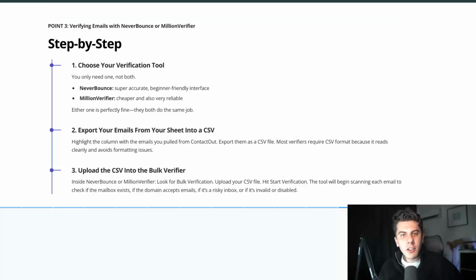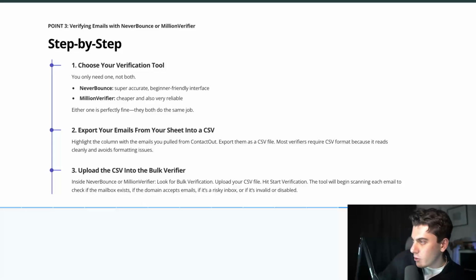Choose your verification tool. You only need one here, not both. Just pick one. NeverBounce is super accurate, with a beginner-friendly interface. Million Verifier is cheaper and also very reliable. Either one is perfectly fine. I've used both. They both do the same job. Pick whichever you prefer.